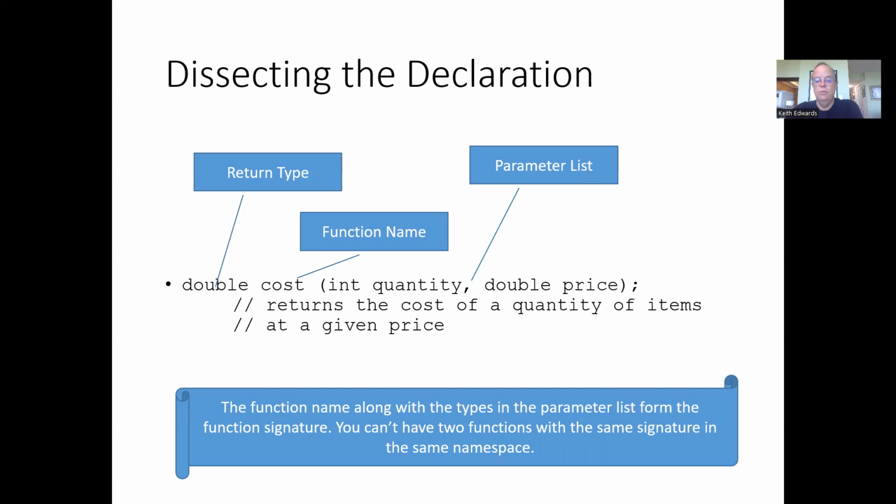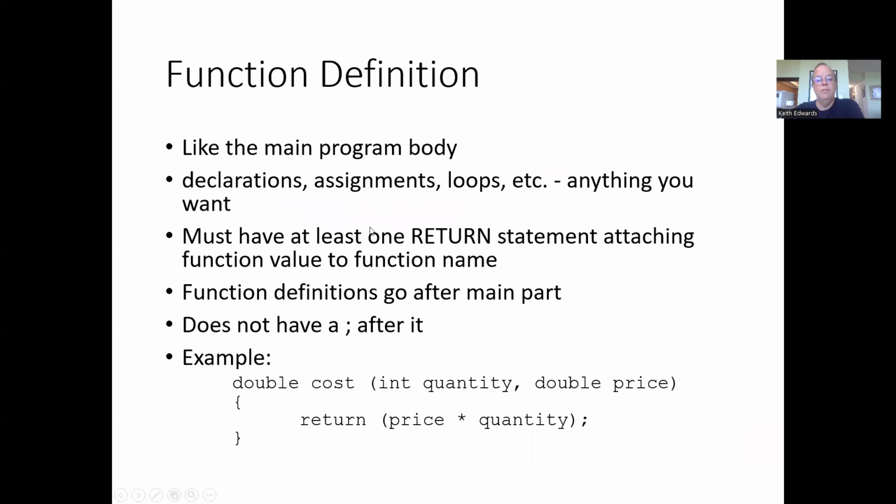Now, you can't have two functions with the same signature in the same namespace, but we will see how we can have two functions with the same name and different parameter lists a little bit later on in this module. The definition tells us how we actually accomplish the function. So those are the declarations, the assignments, the loops, basically the calculations that we're going to go through.